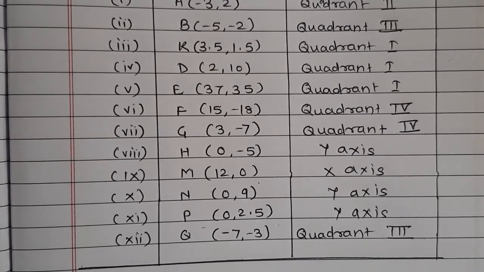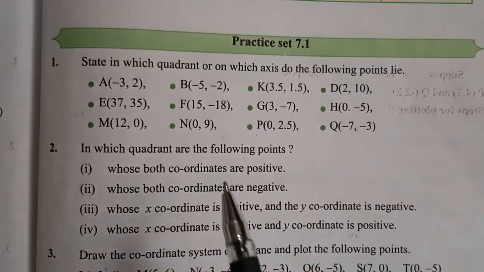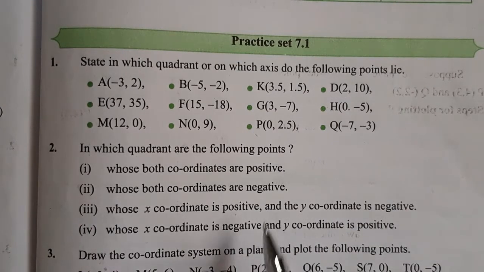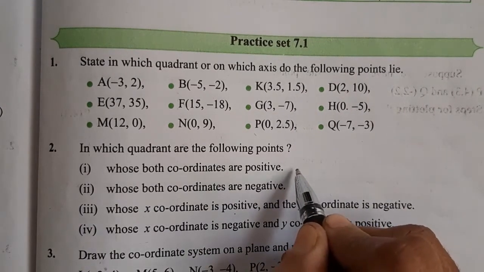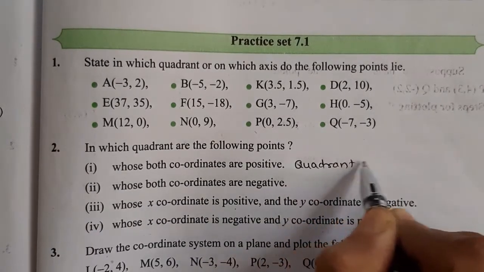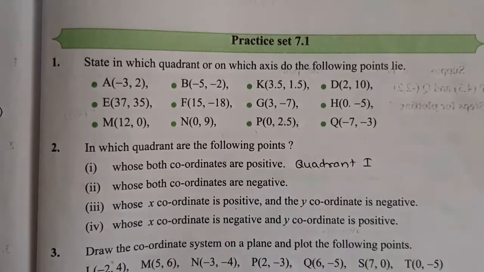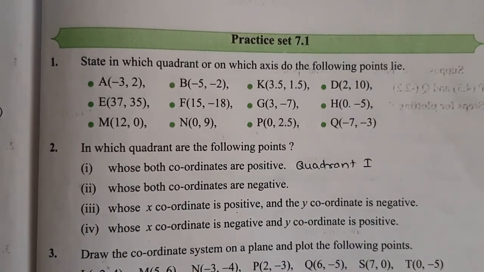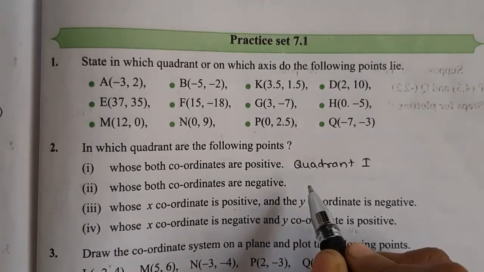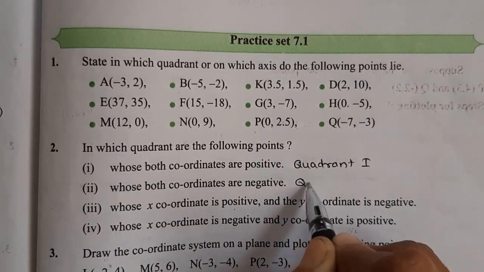Okay, in this way you have to complete this table. Now we'll discuss the second question: in which quadrant are the following points? The first one is given whose both coordinates are positive. That means it lies in quadrant first. Whose both coordinates are negative? That is quadrant third. It lies in the third quadrant.